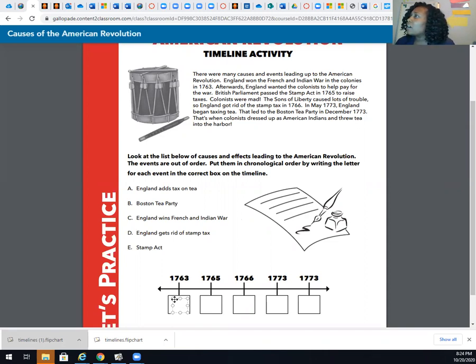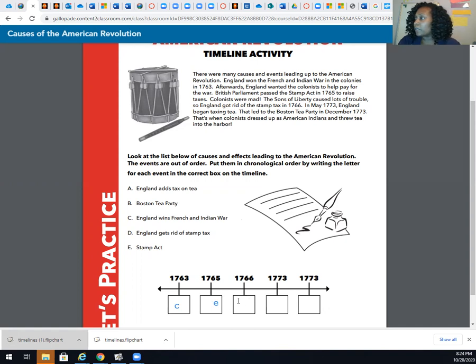So I go back and I look, and I'm like, there are many causes. England won the French and Indian War. So I am going to put C here, because that was the first event. And then I'm like, well, what happened next? Well, they wanted the colonists to pay, and they wanted to do the Stamp Act. Okay. So now, where's that one? Oh, that one is E. So I'm going to put an E there.